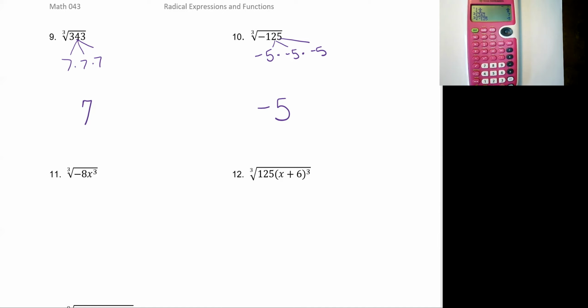Number 11, the cubed root of negative 8x cubed. So what number times itself 3 times will give us negative 8? We know that that is negative 2. And if not, we can use our calculator. 3, second, up arrow, negative 8. It's negative 2. And then we're taking the cubed root of x cubed. So if I write out my 3 x's, how many groups of 3 are in 3, which would be 1. So my answer is negative 2x.